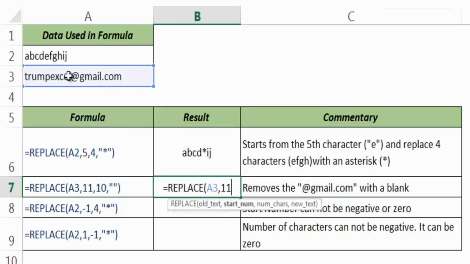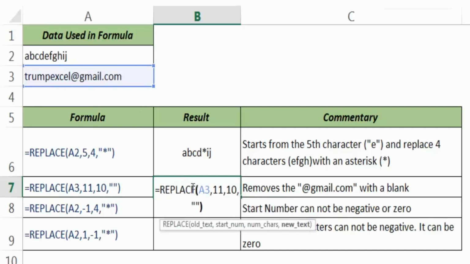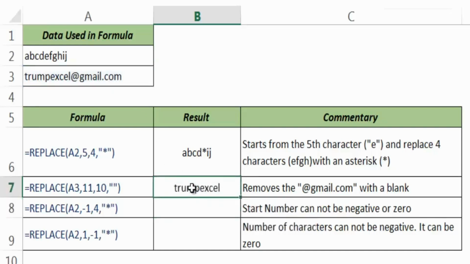Now, if you count Trump Excel, these are made up of 10 characters, and the 11th character is @. So I want @gmail.com to get eliminated, and hence I start with the 11th character. And I want to remove 10 characters, which is @gmail.com, a 10 character string. And the new text is blank. So when I hit enter, it gives me the username Trump Excel, and it removes @gmail.com.